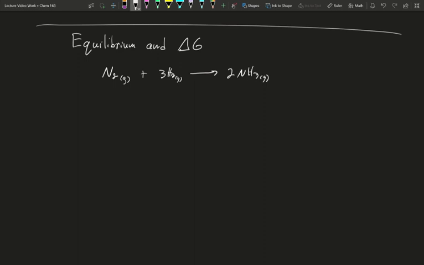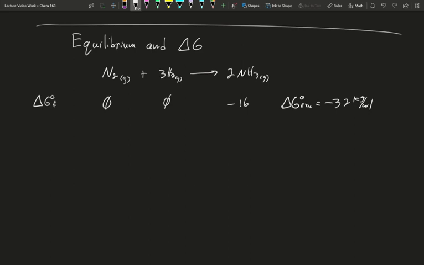Really quickly, if we wanted to do that, the delta G naught of formations are 0 for elemental materials and minus 16 kilojoules per mole for ammonia. So two products minus reactants. The delta G of this reaction is negative 32 kilojoules per mole. This implies that it is spontaneous. It should make our products.